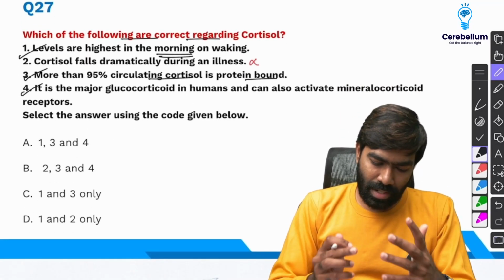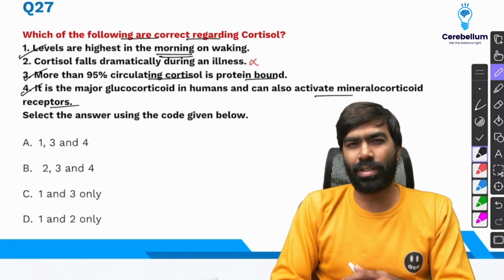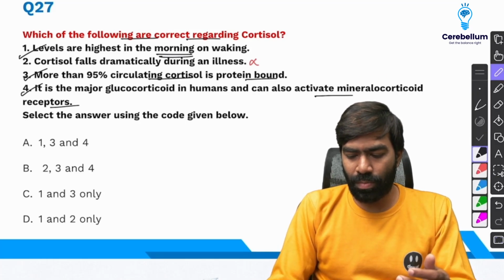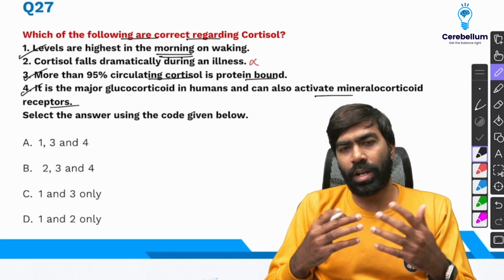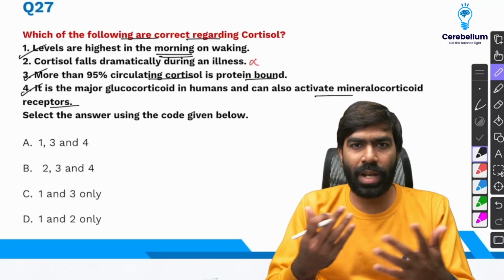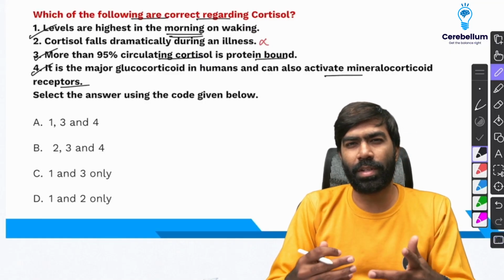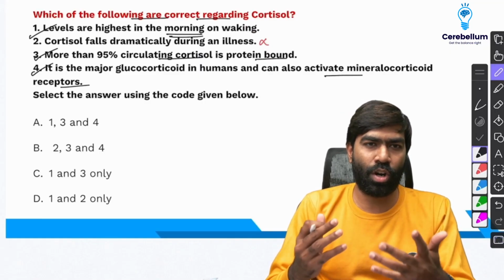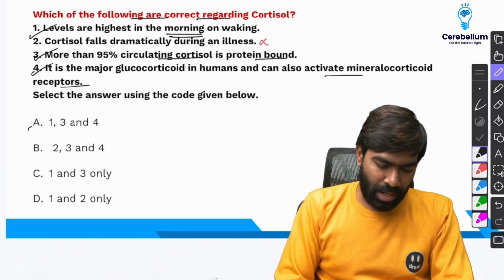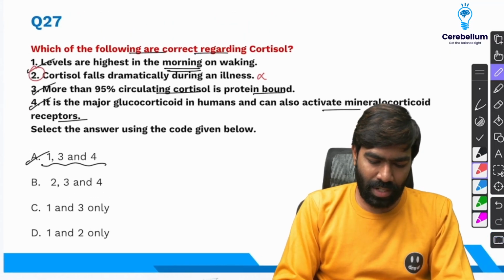Statement 4 states that it's the major glucocorticoid in humans and can activate the mineralocorticoid receptors also. We have discussed that so many times in our lectures. Because of this ability of cortisol to bind to the mineralocorticoid receptors, organs that are going to respond to mineralocorticoids are going to have a specialized enzyme to inactivate cortisol. We have discussed that, and if you do not have that enzyme, it's going to result in something called SAME, that is syndrome of apparent mineralocorticoid excess. The right answer for this question is option A. Option A is correct, because 1, 3 and 4 are correct. 2 is definitely wrong. It's an easy question.